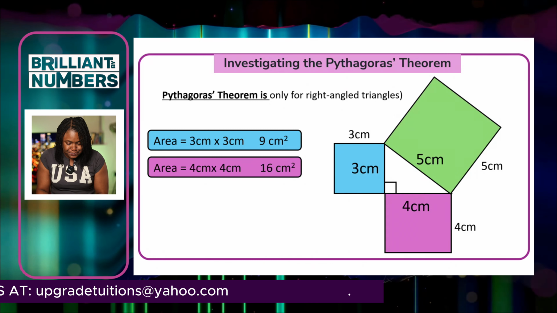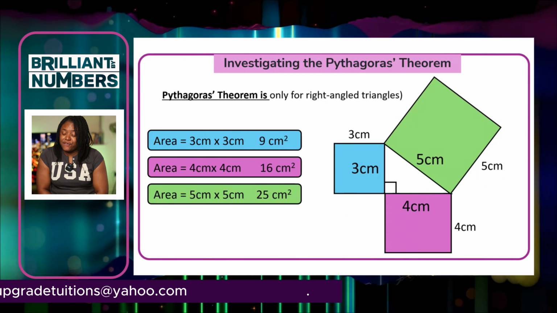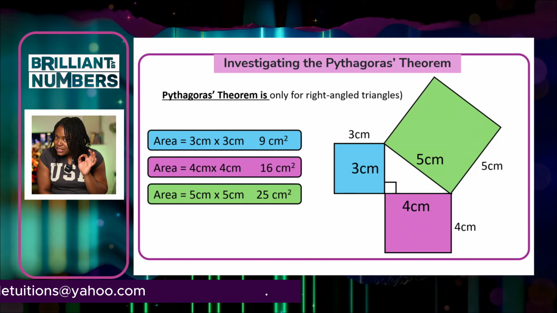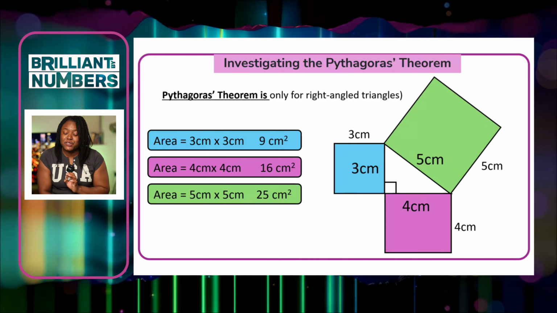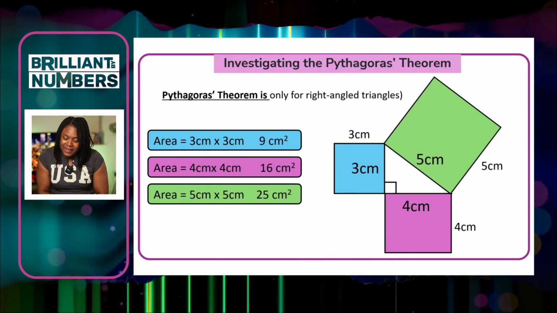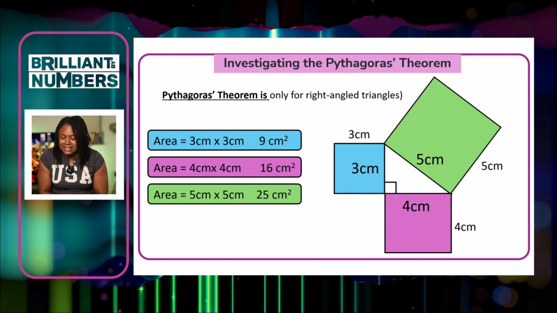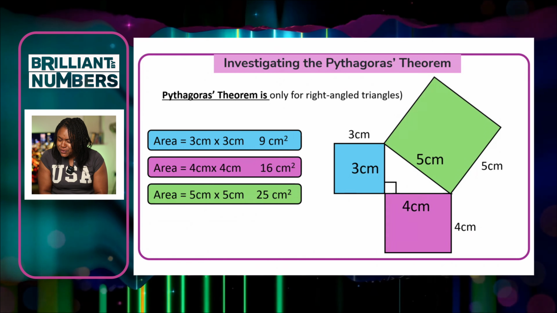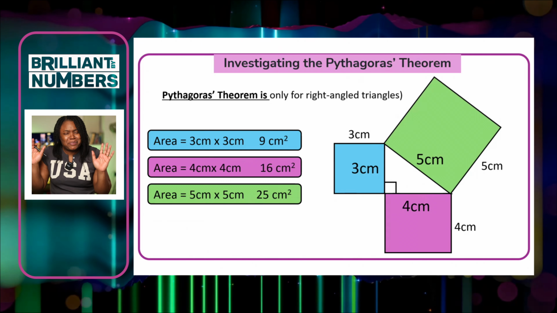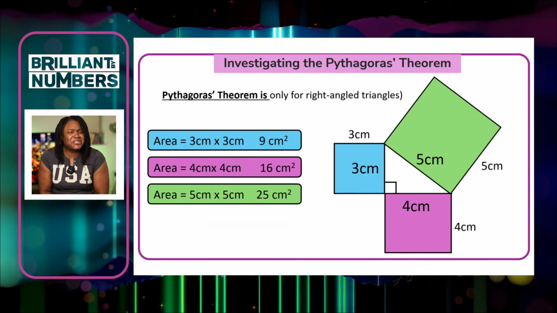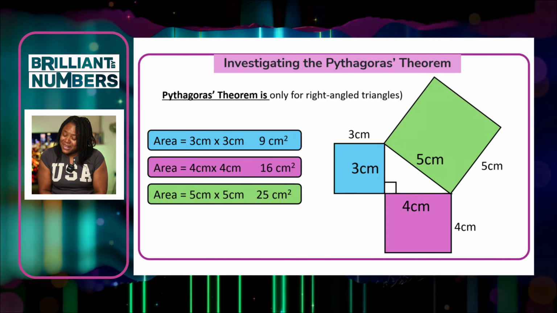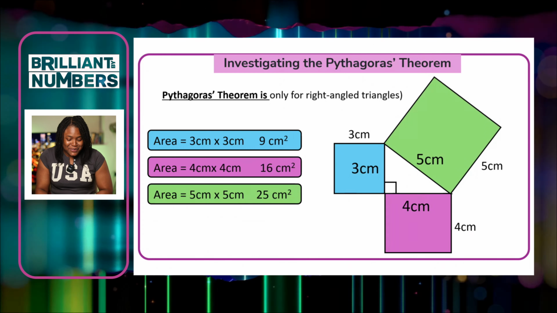The area of the green square, which is the largest square that comes off the hypotenuse, which is the longest side of the triangle, is 5 times 5, which is 25 centimeters squared. Beautiful. Now, I would suggest you pause the video and see if you could find out what the relationship is among the sides. Okay, now let's see if you got it.